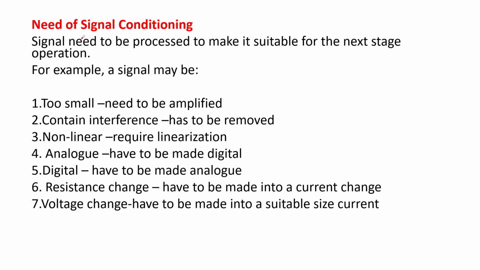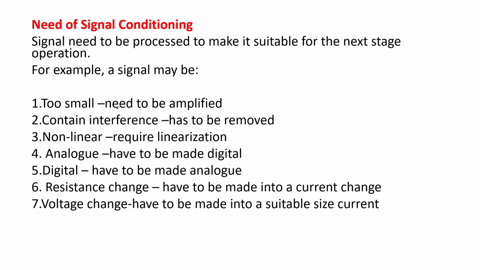So why do we need signal conditioning? First, signals need to be amplified because many signals from sensors are too small. For example, biosignals are very small, in the microvolts, so they have to be amplified. Next, the signal may contain interference, and we have to remove it. The third one is that signals may have non-linear properties, so we have to linearize them. Sometimes signals are analog, so we have to convert them to digital. Similarly, some digital signals need to be converted to analog.